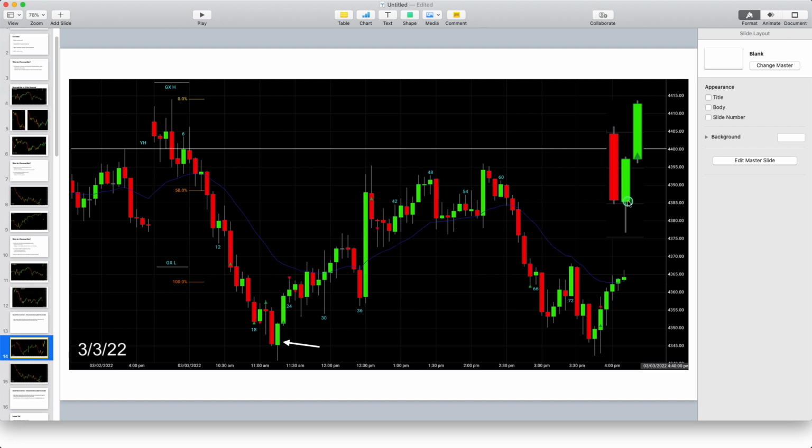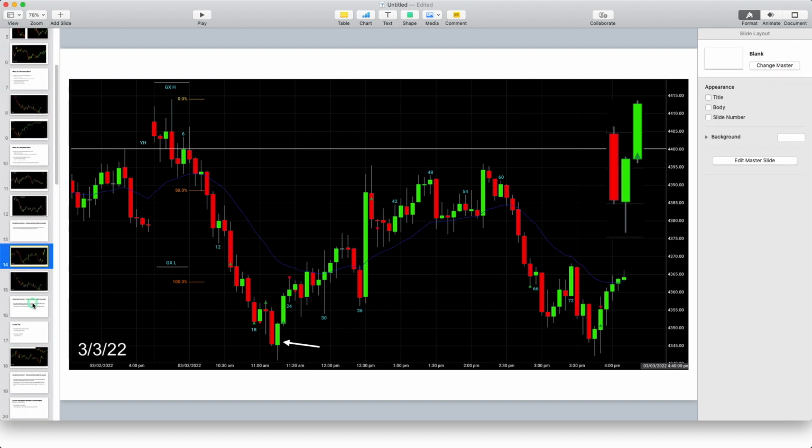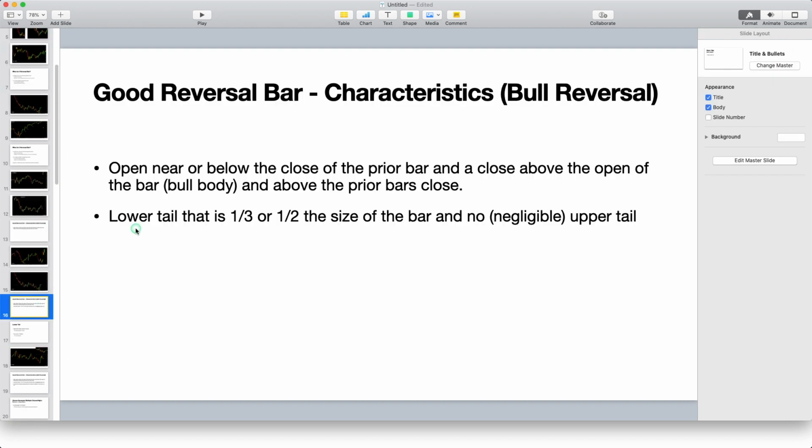If it had only closed one or two ticks above the prior bar's close, it would not be as strong. It would look more like a doji rather than a strong bull reversal bar. So all those criteria add strength to a bull reversal bar. The second criteria is that there's a lower tail that is a third or half the size of the bar, and there's no or a negligible upper tail.